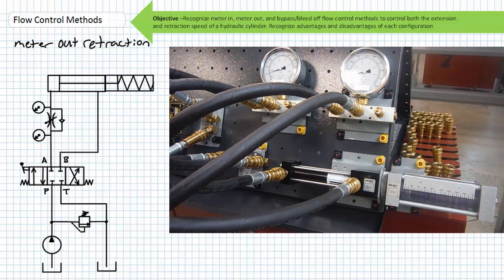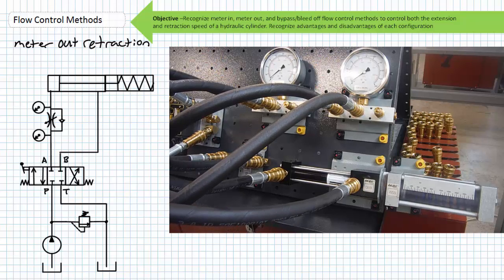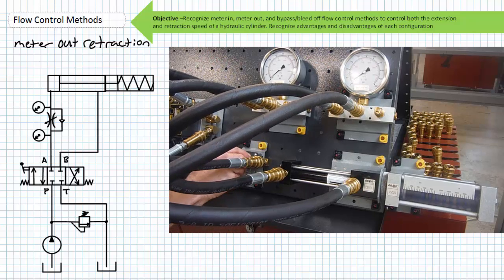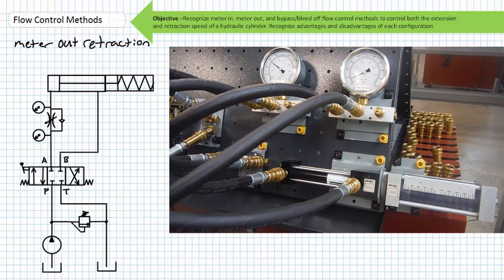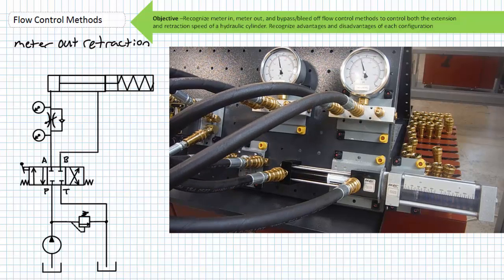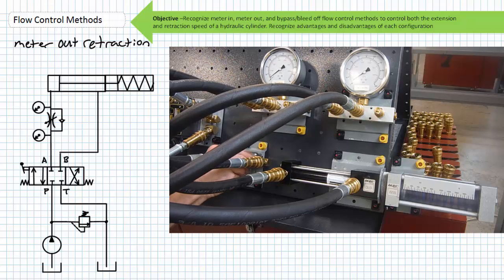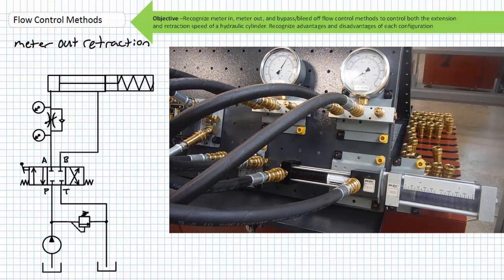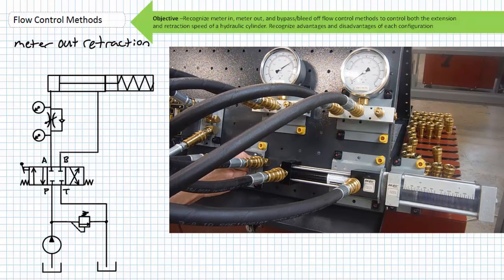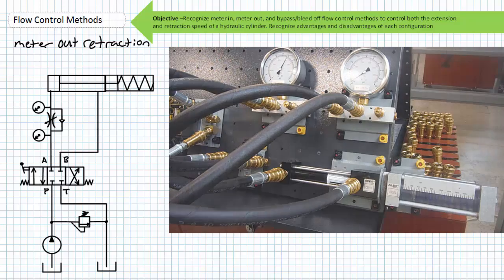A meter out retraction configuration is a better fit for a cylinder resisting an outside force, such as gravity or a tilting load. Notice we can smoothly and safely bring the spring loading device to a rest at whatever speed we desire using a meter out retraction configuration. In this case, the flow rate leaving the cap end is purposely dialed down, leaving a quantity of pressurized fluid in the cap end to counter the externally applied force.